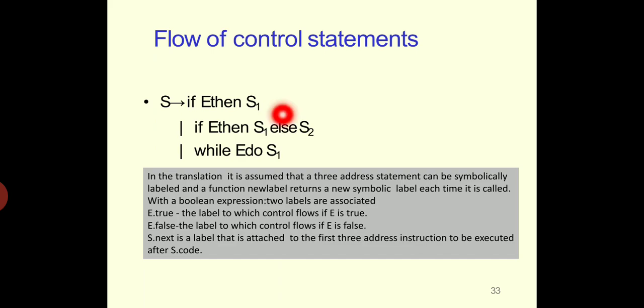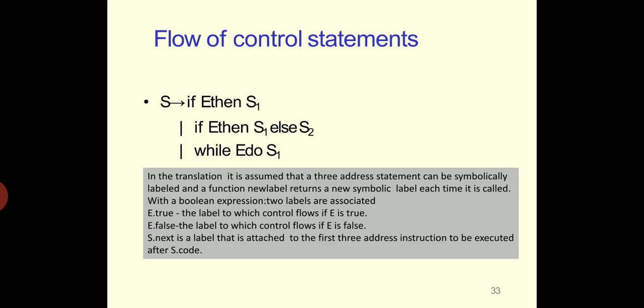Next is flow of control statements. They are used with if-then-else and while. The statement means that if the expression is true, then you execute the statement S1. This can be called the statement S. Another alternative is if the expression is true, execute S1; if the expression is false, execute S2. While expression do S1 means you compute the expression; if it is true, you do S1. Otherwise, you go to the next statement after the statement S.